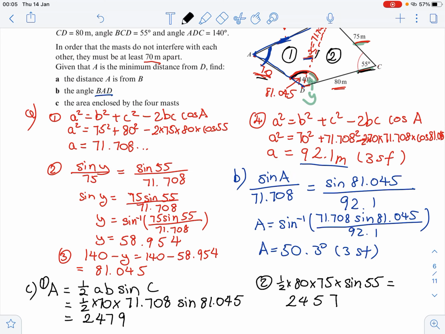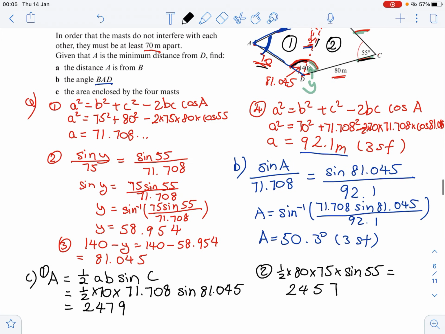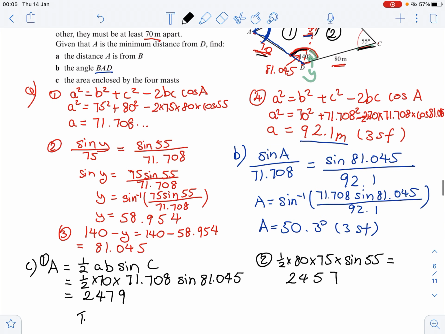And the last part, we want to find the total area, so just add them together. The total area equals 2479 plus 2457, which is equal to 4936.